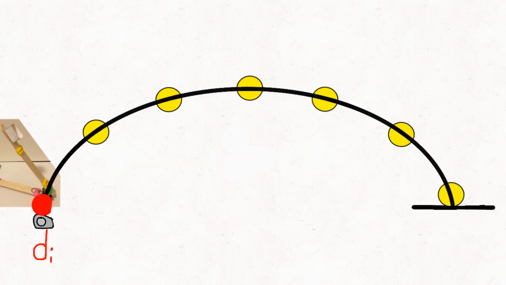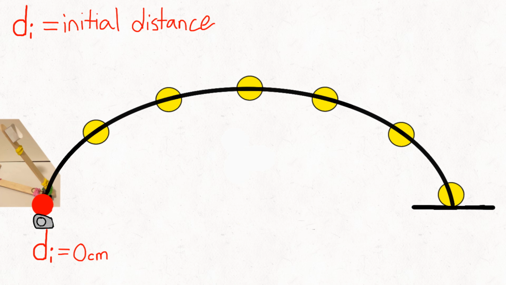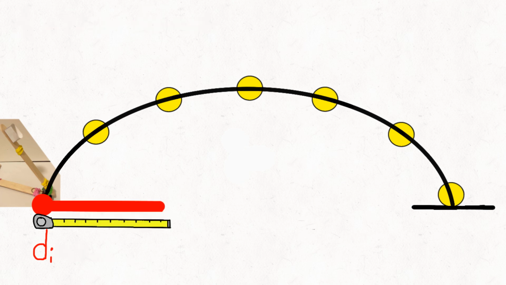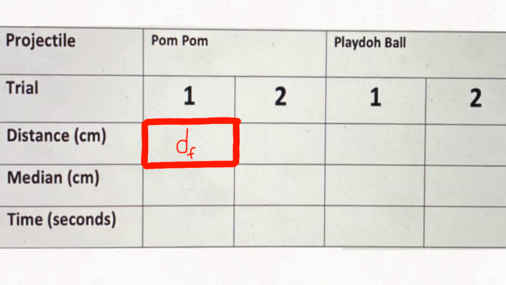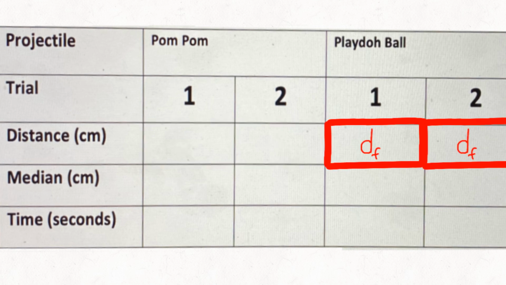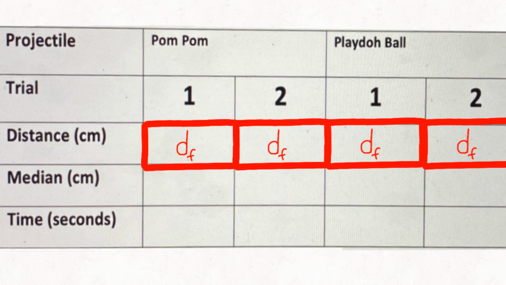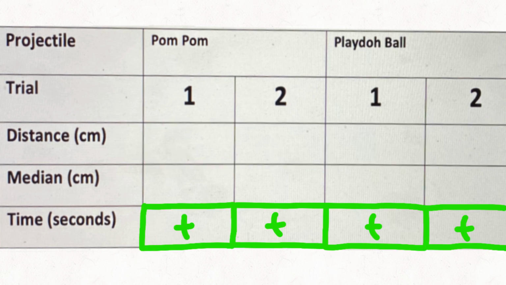DI, or your initial distance, will be 0 because that's where your projectile started. Use your measuring tape to find the final distance, which is where your projectile landed. Record the results in your table on your Mathapult worksheet. Fire your catapult twice with the pom-pom and twice with the Play-Doh to see which will go further. If you have a timer handy, you can also time how long your projectile is in the air for.